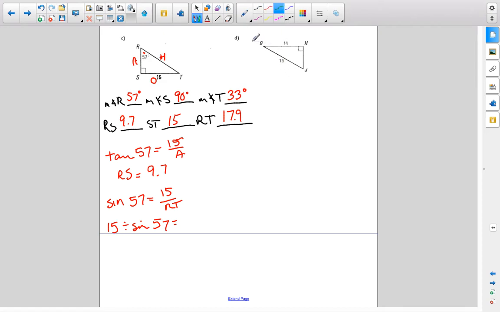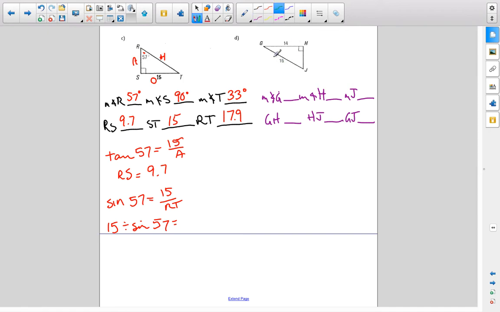Now let's move on to problem D. We need the measure of angle G, the measure of angle H, that will be easy, and the measure of J. For sides, we've got GH, HJ, and GJ. That's just showing all the six parts.